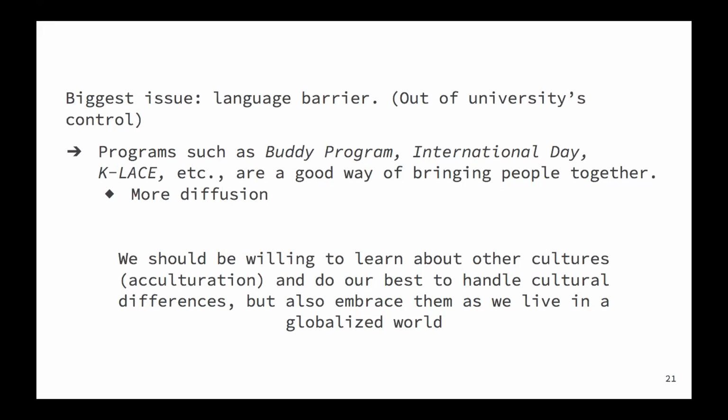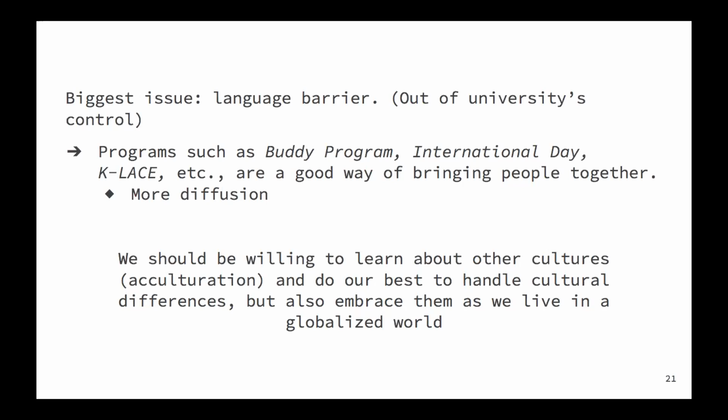The International Day program is about international students explaining their culture to middle school students, and they get paired with Korean students to translate all the information. And the KLACE program is for international students who want to learn more about the Korean language and culture. So they get paired with a Korean student, and they act as the teachers to the international students. So these are very good programs relating to cultural differences within the university.